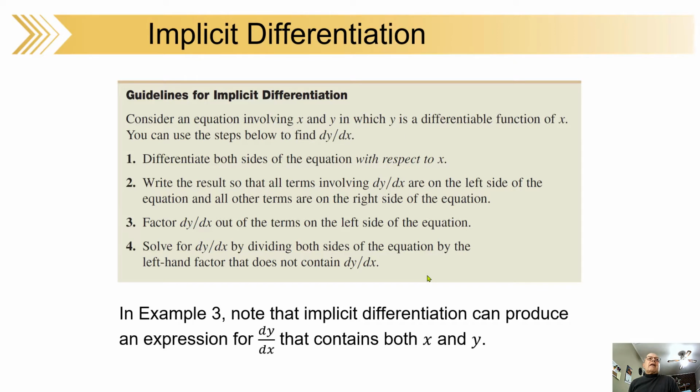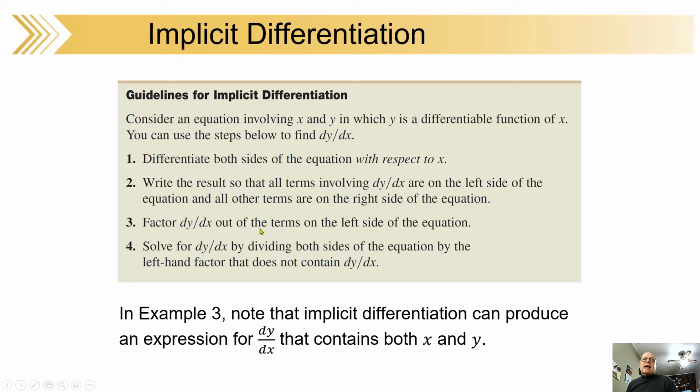So here are some guidelines, ones you just saw, but you didn't see all of them. You differentiate both sides with respect to x. Now it could be something different. We're going to start with something you're more familiar with. Write the results so that all the terms with dy dx are on the left side. And everything else that isn't a term with dy dx goes on the right side. Factor out the dy dx. If this is getting confusing, don't worry, we've got a good example coming up.